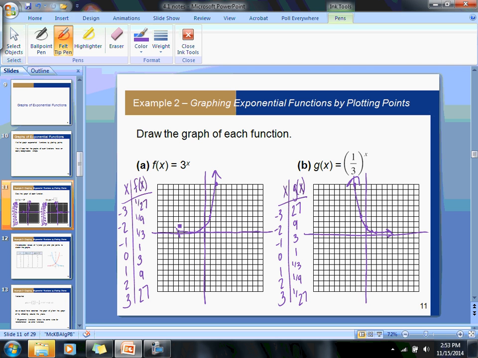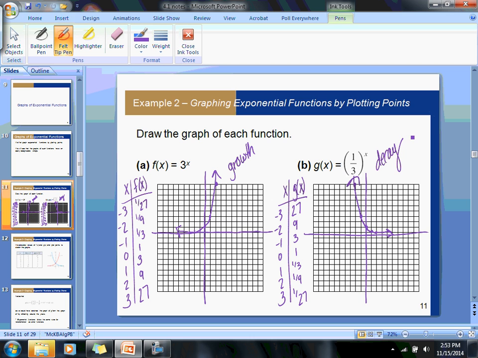Okay, so in our first graph, when that was graphed and it went up really, really fast, that's an increase, so that's growth. That's exponential growth. This graph in part B, where it's decreasing really, really fast, that's called exponential decay.